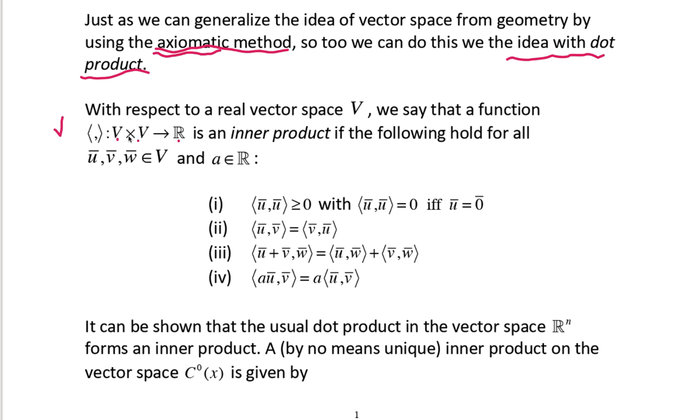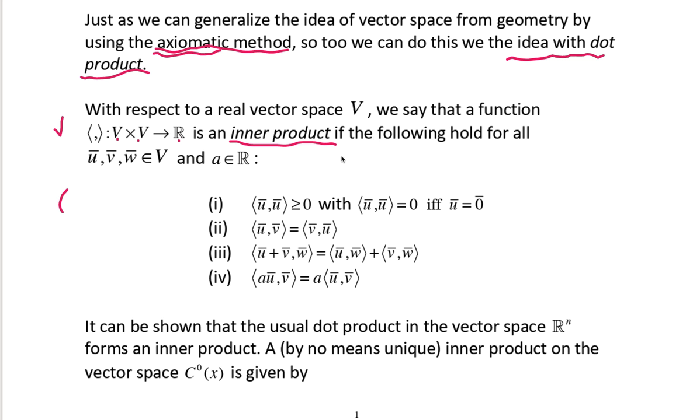So this product here isn't the cross product of vectors like you would with i, j, k, and determinants. This is something we would call the Cartesian product. This is just pairs of vectors. So it's just saying you take two vectors, and out of those two vectors you get a real number that is called the inner product of those two vectors, okay?